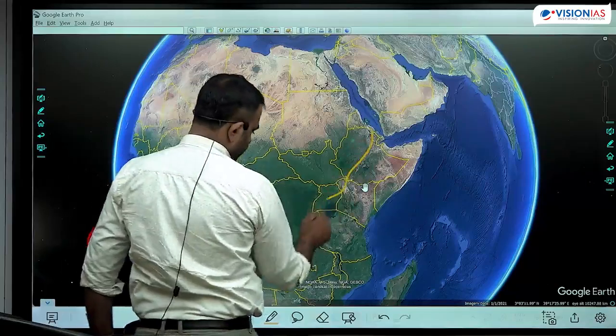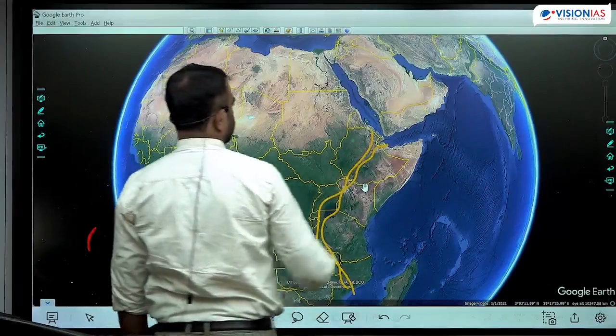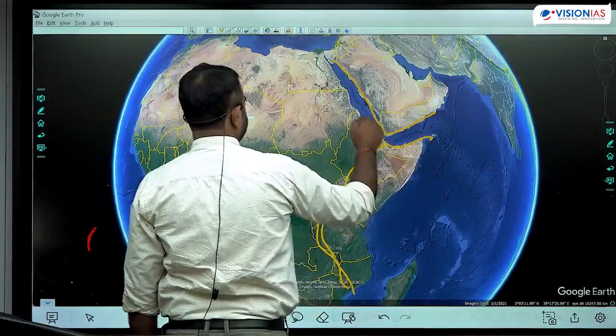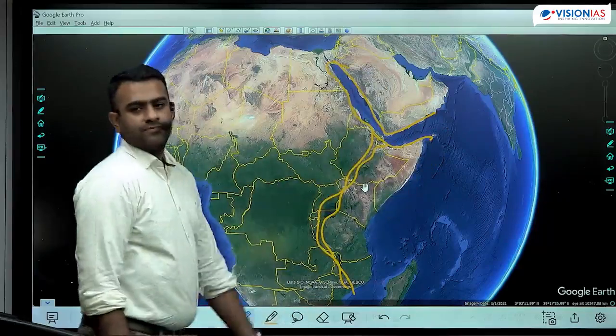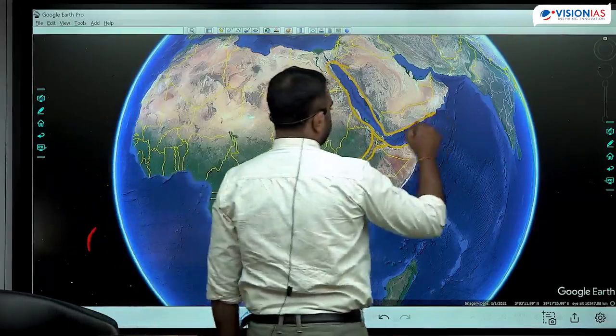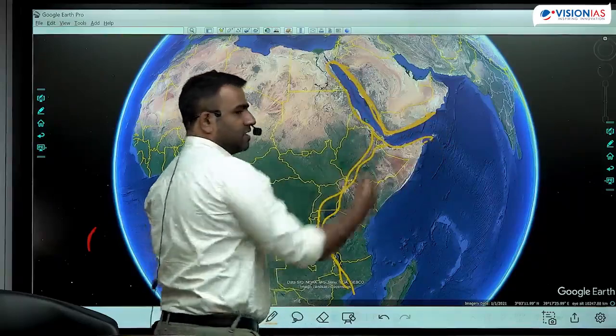This is the part which is rifting, first stage of rifting. This is the second stage. Can you see? The entire Arabian Peninsula is in second stage. Earlier this was part of Africa.